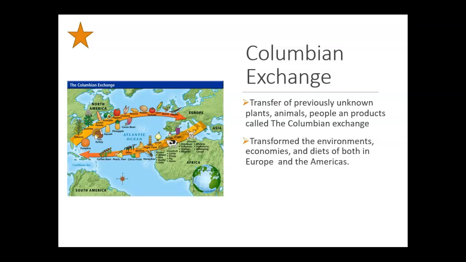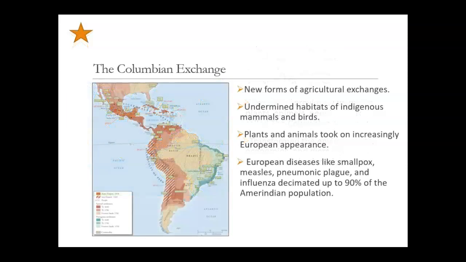We will see a new form of agricultural exchanges of farming techniques and products. From the Americas, Europeans will take back corn, tomatoes, beans, cacao, peanuts, tobacco, and squash to Europe. Imagine how different a pizza will be without tomatoes. Well, it is all thanks to the Columbian Exchange.